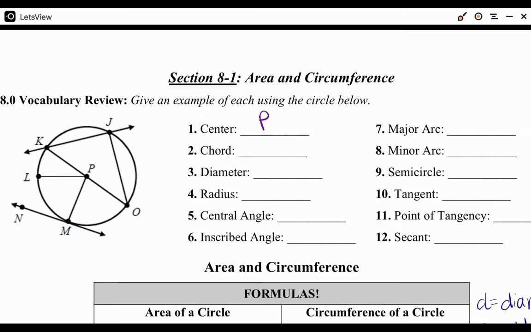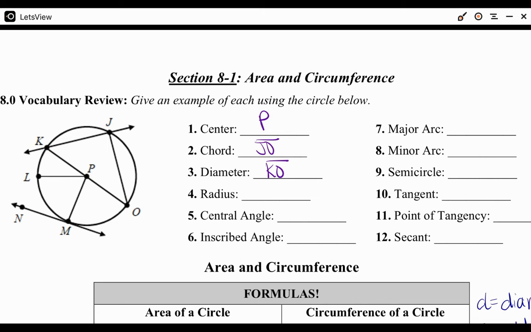Our chord is any segment going from the two sides of our circle. So we could have JO or JK. I'm going to use JO. And it's a segment, so make sure you remember your notation. Diameter is a chord that goes through your center. So the only chord that goes through our center is KO.